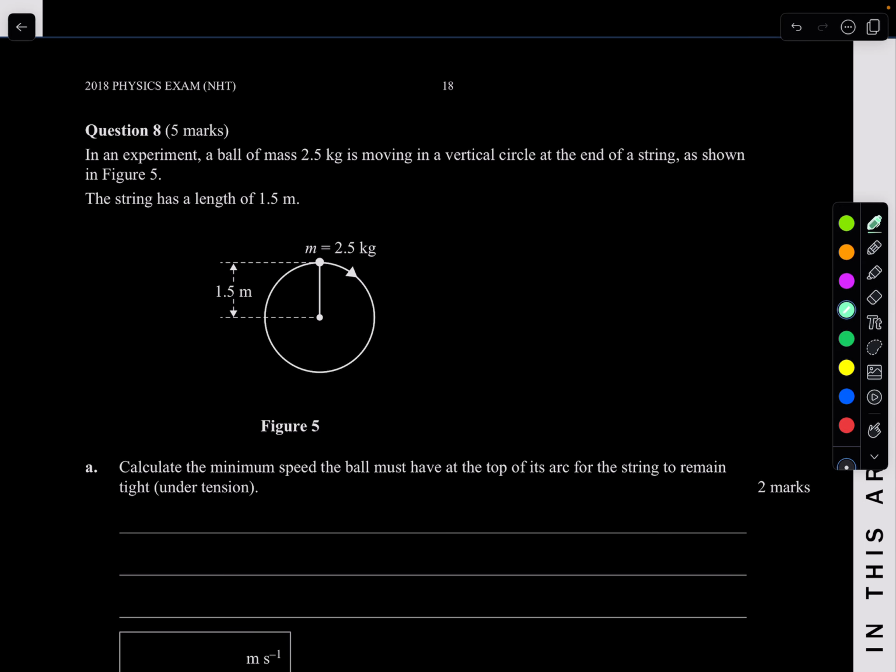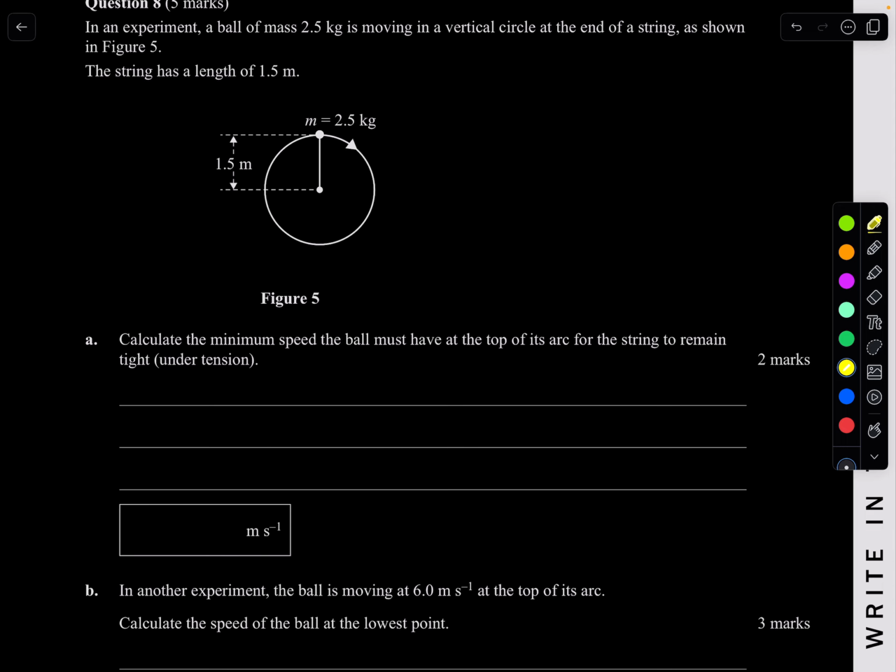Question 8. Let's do this, let's use this color. In an experiment, a ball of mass 2.5 kilograms is moving in a vertical circle at the end of a string as shown in figure 5. The string has a length of 1.5. Calculate the minimum speed that the ball must have at the top of its arc for the string to remain tight under tension. What an easy question.